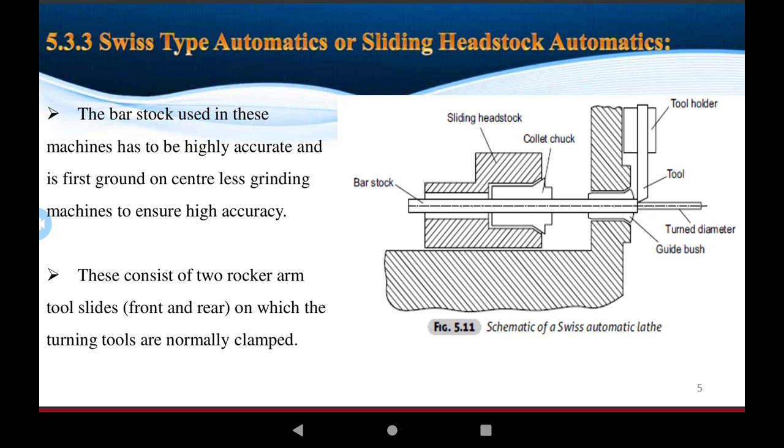This machine is selected for the high accuracy of the machine work performed, and the bar stock is first ground on centerless grinding machines to ensure high accuracy, okay. And the bar stock, the sliding stock, and tool holders and collets are checked on the machine, okay.